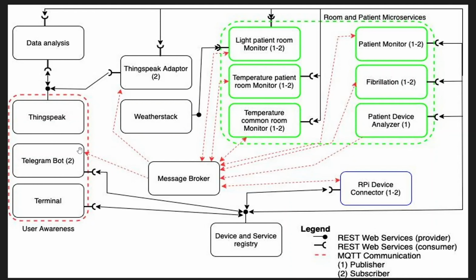Nurses and doctors can interact through Telegram. In particular, nurses will receive alerts and doctors can manage patients. Doctors can see patients' data statistics through the ThingSpeak dashboard. Terminal allows adding at runtime new users or rooms in the system. Raspberry Emulator is the device connector: it sends patients and room data to the microservices and receives actuation commands.